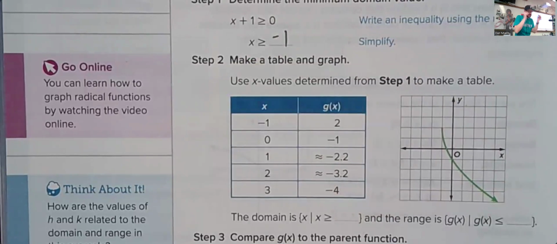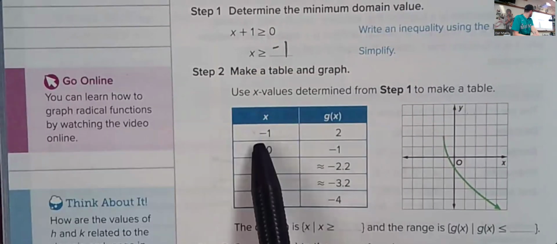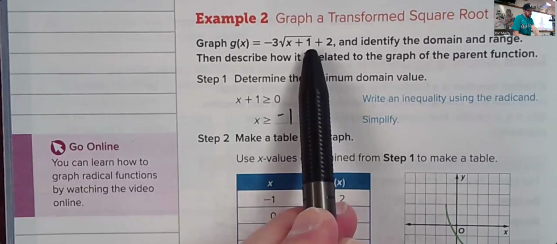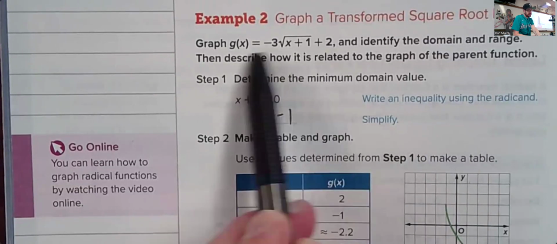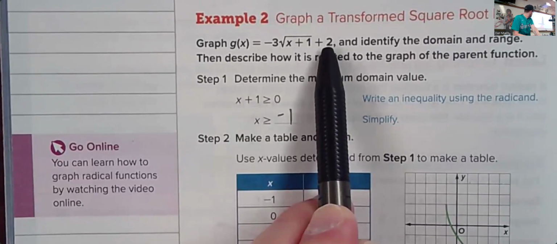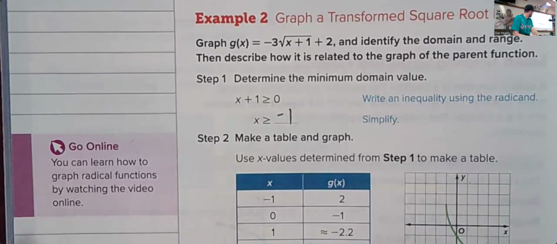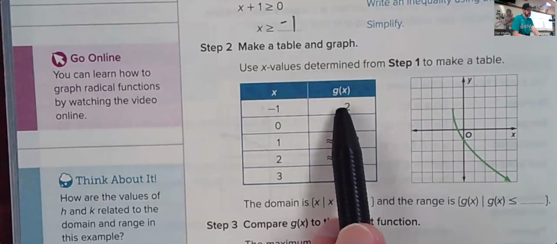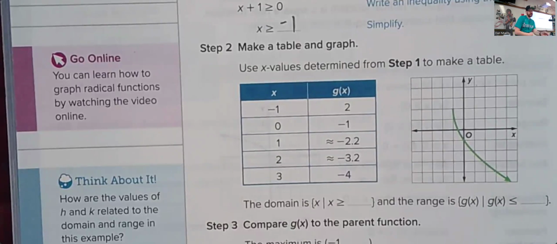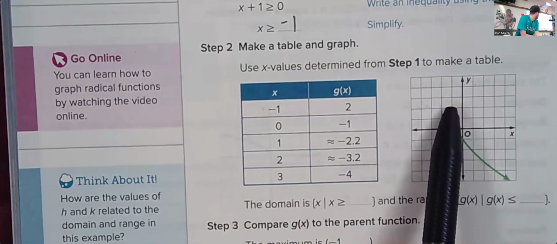So if we plug in values, -1 into the function, -1 plus 1 is 0. The square root of 0 is 0. 0 times -3 is 0. 0 plus 2 is 2. So if x is -1, y equals 2, which is what this shows right here. So we get the point -1, 2. So this is the maximum point on the graph, -1, 2. That's this one right here.